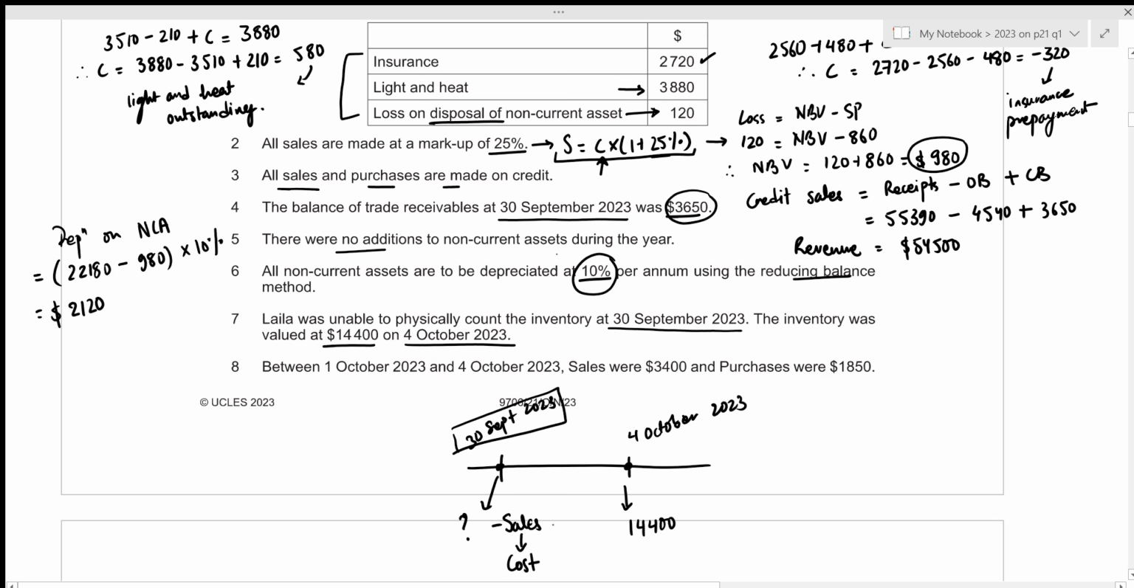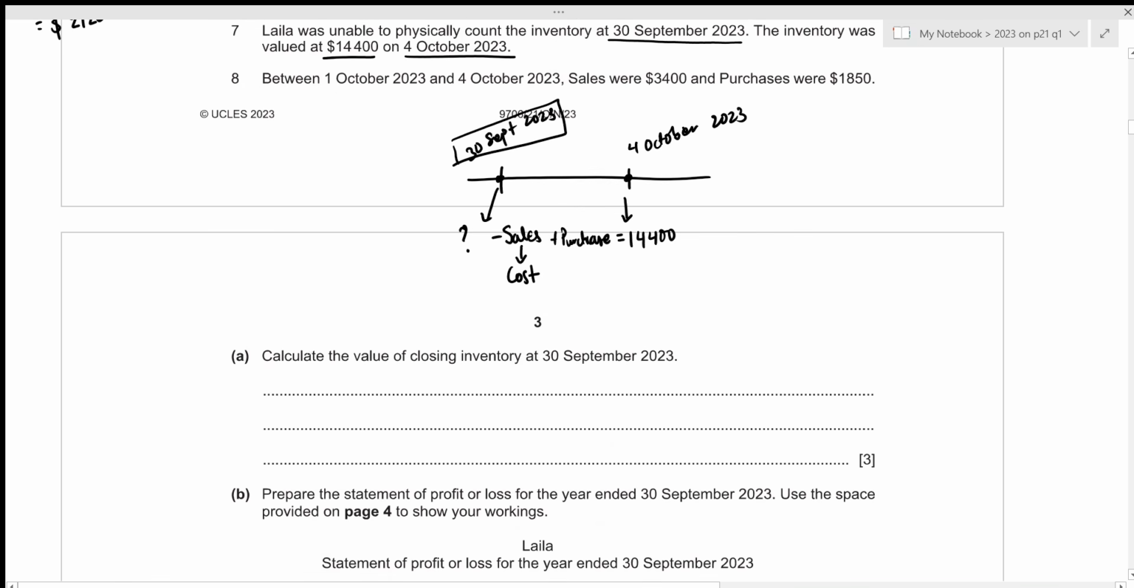And any new purchases made will be added to our closing inventory, because those purchased goods are yet to be sold, right? So we need to add our purchases to the closing inventory at 30 September 2023, and that will give the closing value of our inventory at 4th October 2023. Okay. Then for the first part, we need to calculate the value of the closing inventory at 30 September 2023.